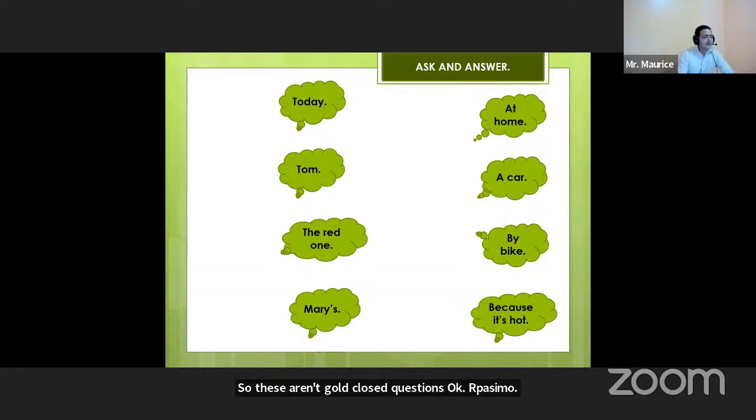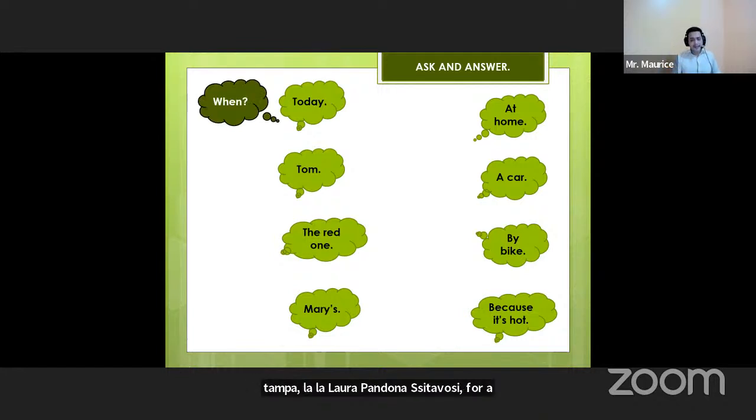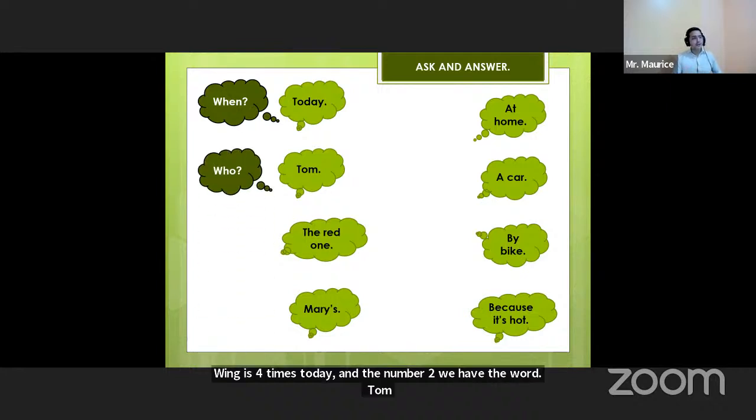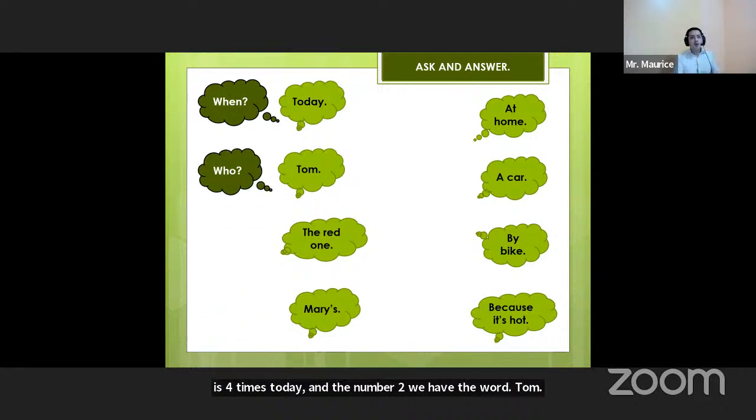Aquí tenemos pues definiciones o pequeños conceptos, pequeñas pistas de cómo utilizar las WH questions, ¿ok? La primera tenemos la palabra today. Cuando decimos today es obviamente que nos referimos al tiempo. La palabra cuando necesitamos información sobre tiempo es when. When is for time, today. And the number 2, we have the word Tom. Tom is an A, so we look for people. Who.